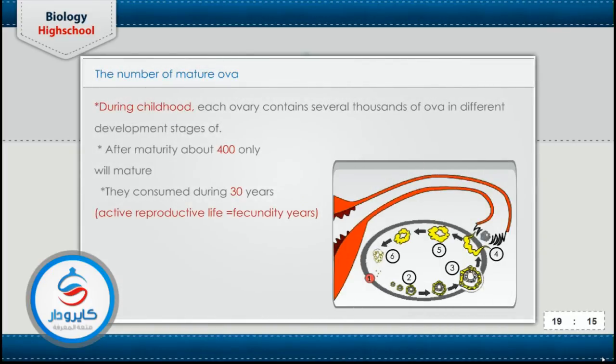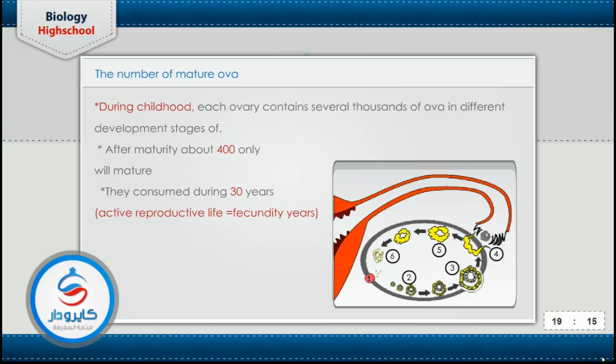During childhood, each ovary contains a huge number of thousands of ova, but the number of ova decreases to be only 400 during the maturation stage. So we have thousands of ova inside the two ovaries, but many of the cells die and degenerate, and about 400 remain inside the ovaries during maturation.